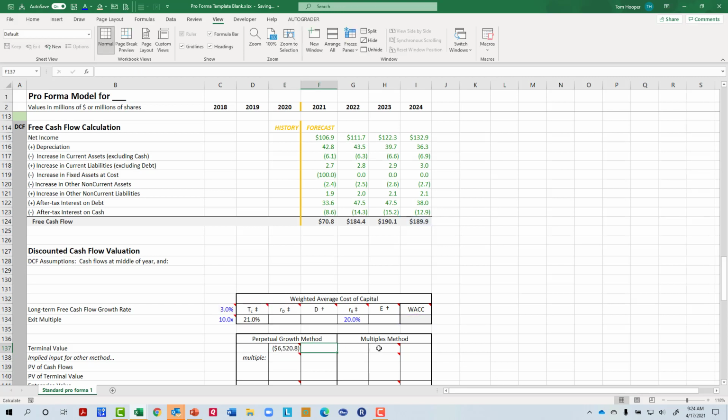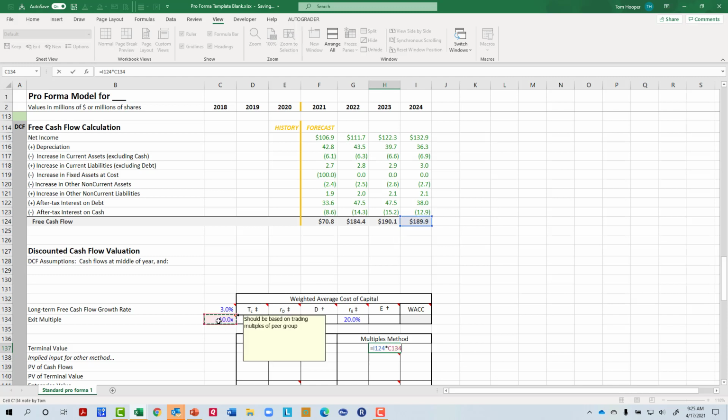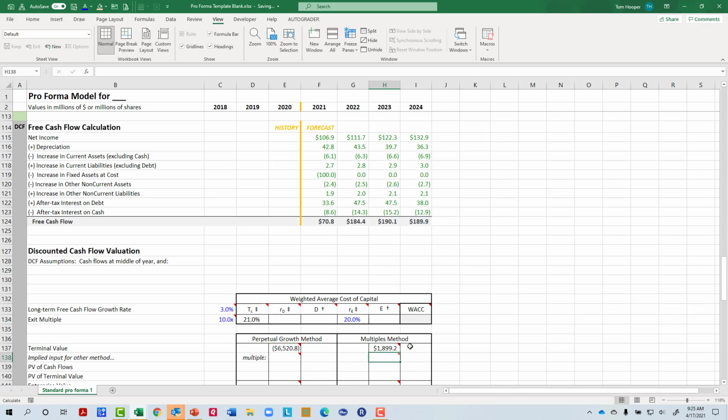The other way to get a representation of all this future cash flow is to just use a multiples method. And this would be like valuing a stock based on a multiple of their cash flow, for example. So we'll just take that last year of cash flow and multiply it by the exit multiple. These numbers aren't very comparable until we get WACC in there. So let's think about WACC.